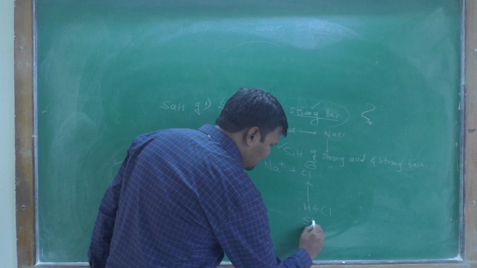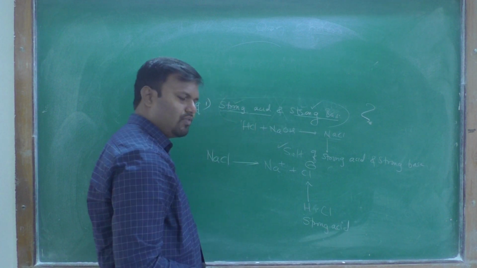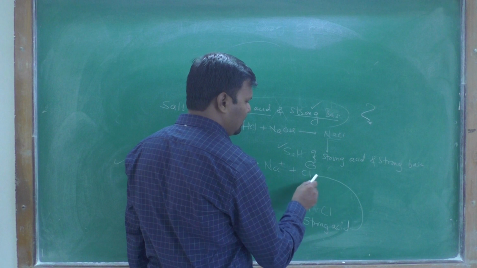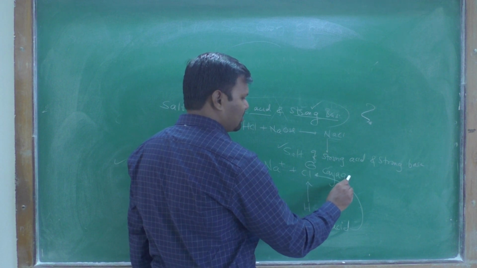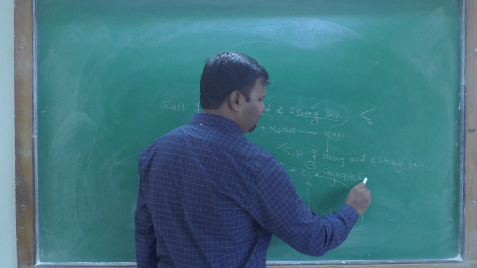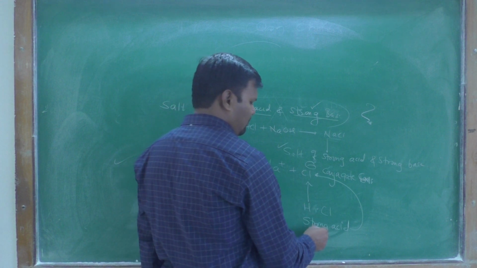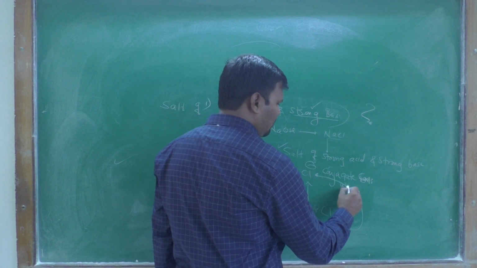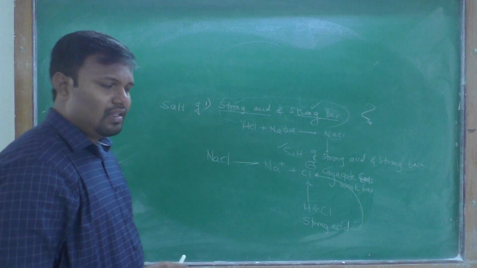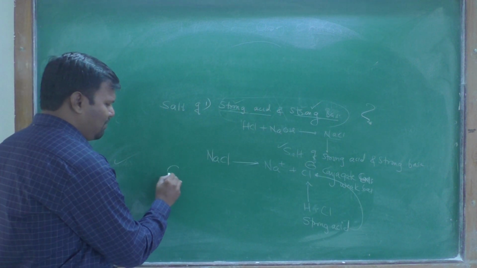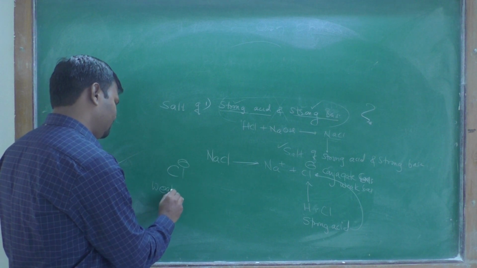HCl, you know that HCl is a strong acid. Therefore, from the strong acid you obtain its conjugate base. Okay, after losing H plus ions you obtain the conjugate base. The conjugate base obtained from a strong acid will be a weak base. We have discussed that Cl minus is obtained from HCl, and it is a weak base.